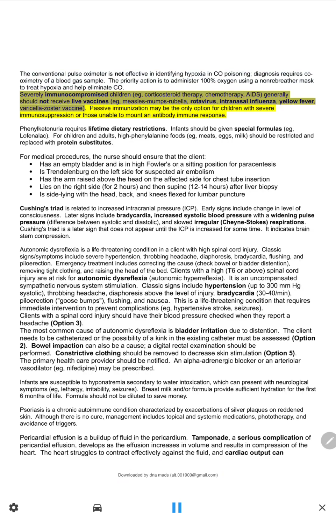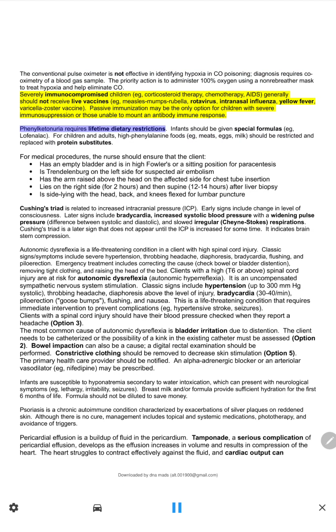Severely immunocompromised children, e.g., corticosteroid therapy, chemotherapy, AIDS, generally should not receive live vaccines, e.g., measles, mumps, rubella, rotavirus, intranasal influenza, yellow fever, varicella-zoster vaccine. Passive immunization may be the only option for children with severe immunosuppression or those unable to mount an antibody immune response.